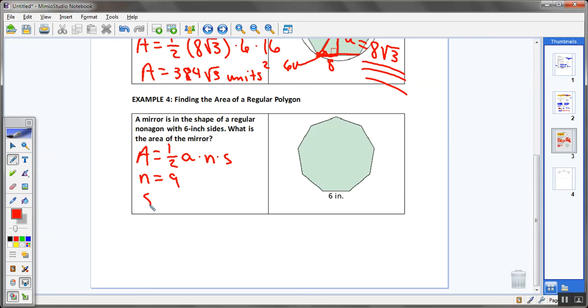Do we know the number of sides here? I'm sorry. Yes, n represents the number of sides. I screwed that up. S is going to be the side length. Do we know the length of each side? Yes. Okay. So the perimeter would just simply be what times what? So without saying too much, what do we need to find here to be able to find the area? We need an apothem, don't we?